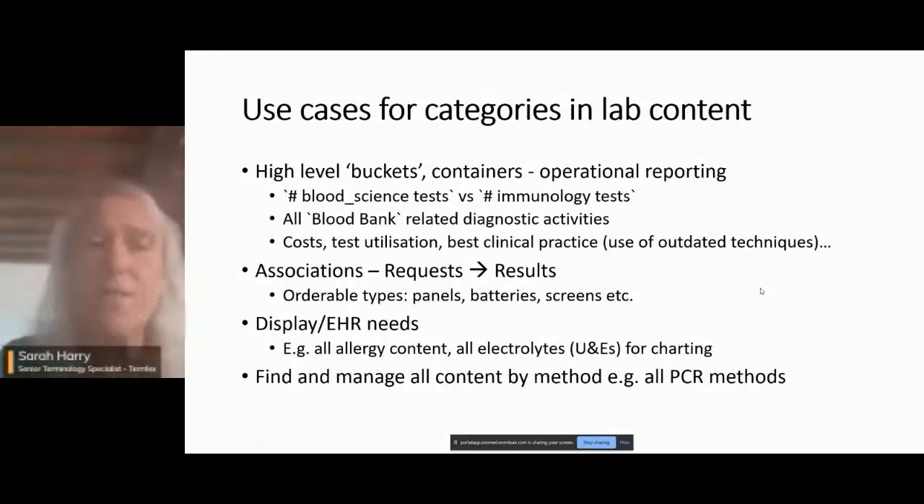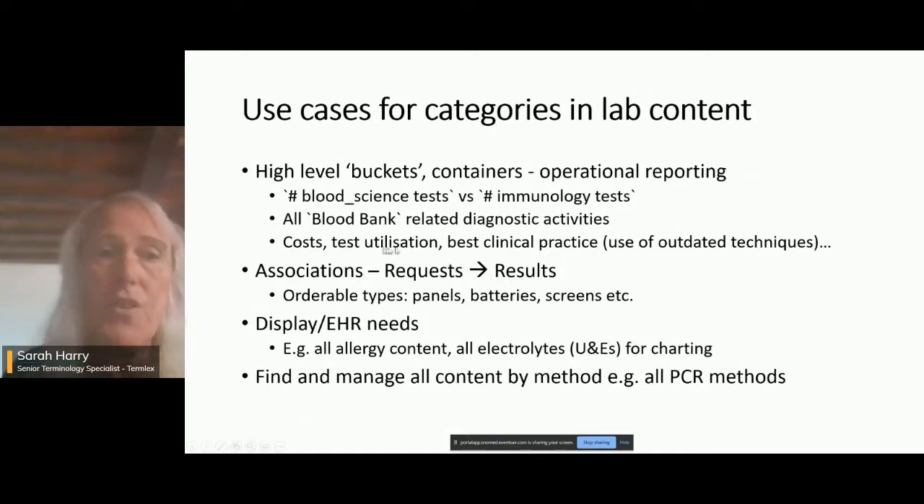We have high-level use cases of buckets, if you like, of containers for operational reporting. We might well want to count the volume of tests, simple volumes, the number of blood science tests, the number of immunology tests. We might want to compare those. We might want to compare them between labs. We might want to retrieve and manage all blood bank content, which is heterogeneous in domain origin. So we want to be able to collect that in some way. And in the UK, as everywhere else, costs are important. We'd want to be able to check on the volume of tests. We'd want to be able to compare between labs, update some of these. We'd want to be able to separate out requests and results as well.